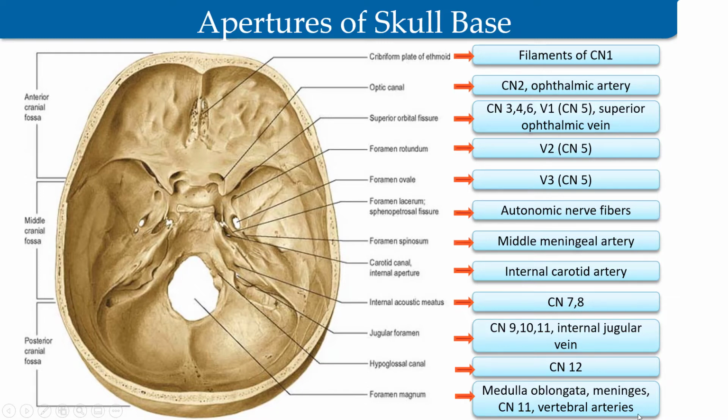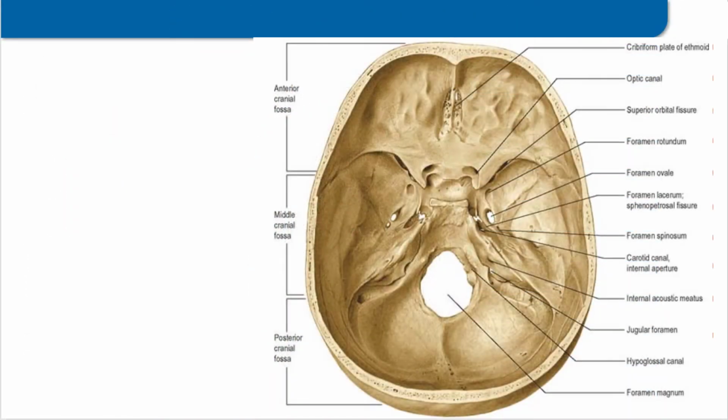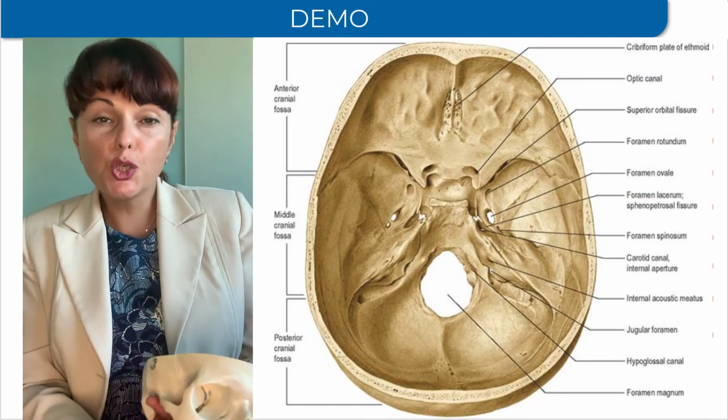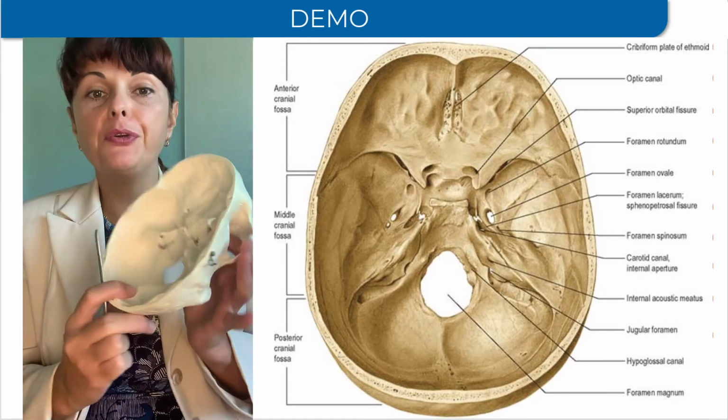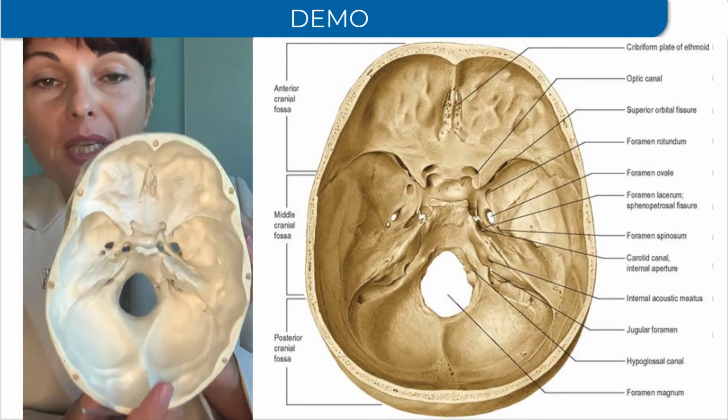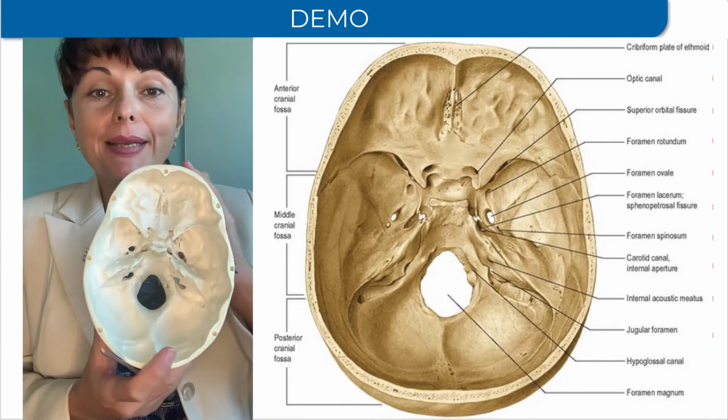It takes some time and practice to memorize all these apertures, but as soon as you do, you'll have keys for at least 12 questions on the skull base, so it's time well spent. And additionally, you will have some time in the lab to grab the skulls and to identify all the structures, so don't worry. And I can demonstrate all these apertures for you on my 3D model to make it easy for you to find them in the lab.